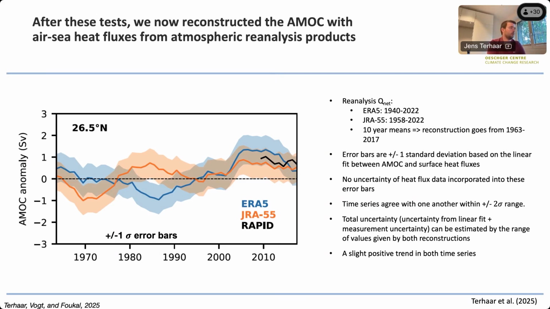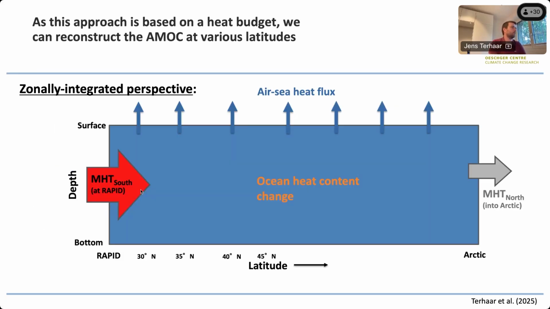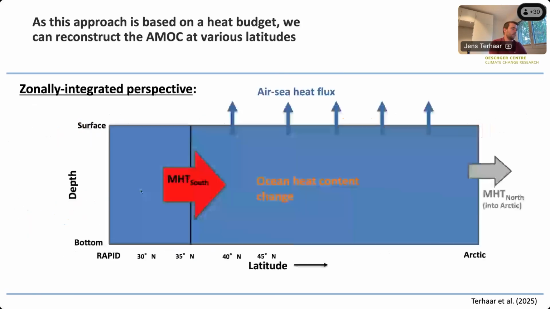And as we use the heat budget, compared to just looking at the subpolar gyre, we have the advantage that we can reconstruct the AMOC at different latitudes. So if we do the heat budget not at 26.5 north, but just look at air sea heat fluxes north of 30 degrees, we can reconstruct the AMOC at 30 degrees north. We can do that at 35, and at 40 and 45.